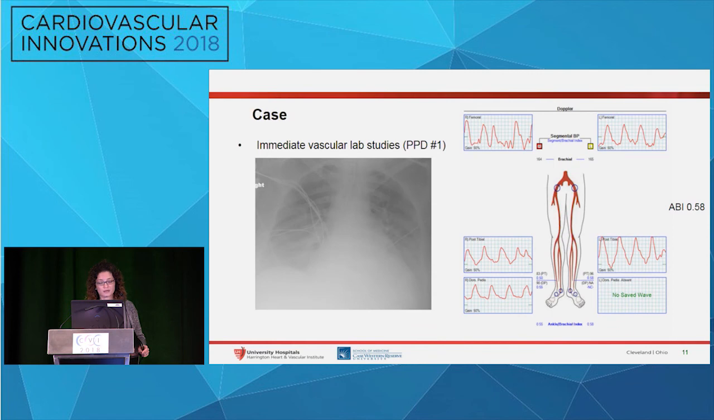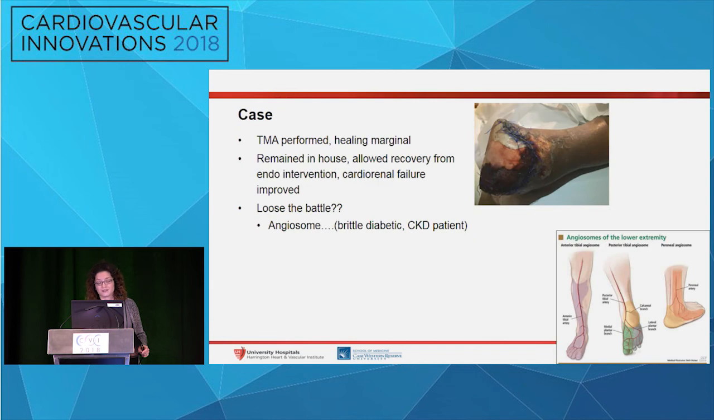So she did extubate, cardiology was involved, she had very good management of her heart failure and kidney disease, and I ended up with an ABI of 0.6. I like to check everybody afterwards, and this was certainly not satisfying. This was not going to be enough to save that foot. That foot was in trouble. And we did a TMA, and the foot was in trouble.